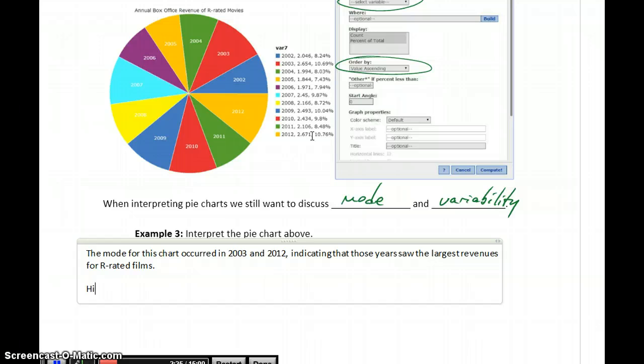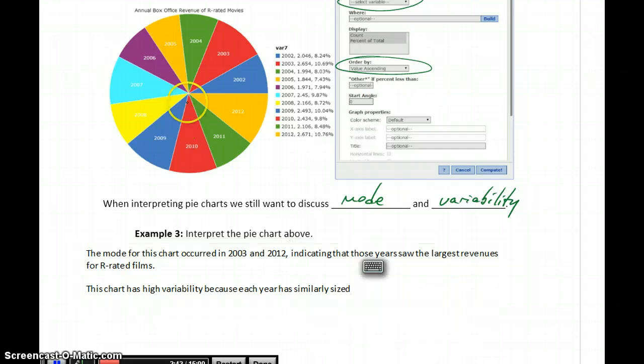We also want to talk about variability. This chart has a high level of variability because each year has similarly sized slices of pie. Each of those individual slices in our chart looks very similar in size. So because each year had similarly large revenues, is how we would translate that into the context of our problem, since what we're talking about is the revenue for those different movies.